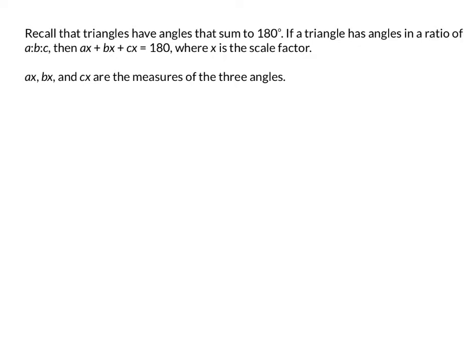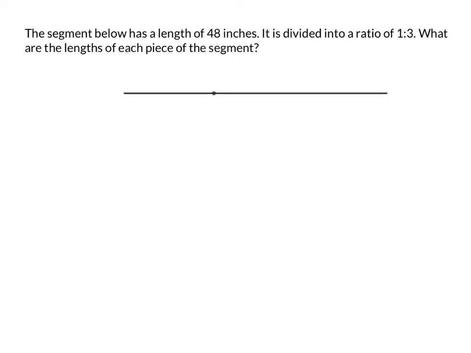Angles in triangles add together to make 180 degrees. So if we know that the angles have a ratio of A to B to C, then we can set up an equation, A times X plus B times X plus C times X equals 180. X is acting as the scale factor here. AX, BX, and CX are the actual measures of the three angles. We'll see an example of this coming up here, but first let's talk about this segment.